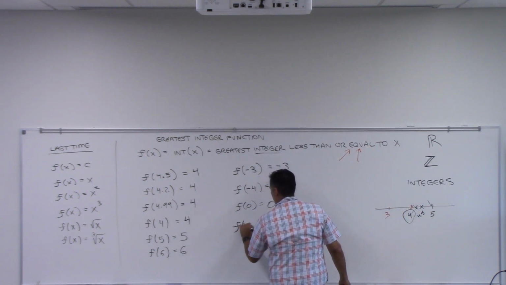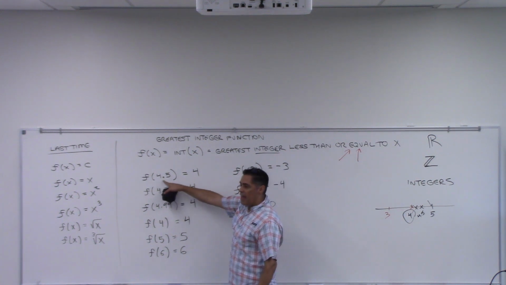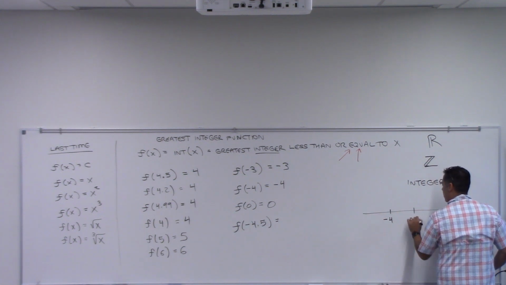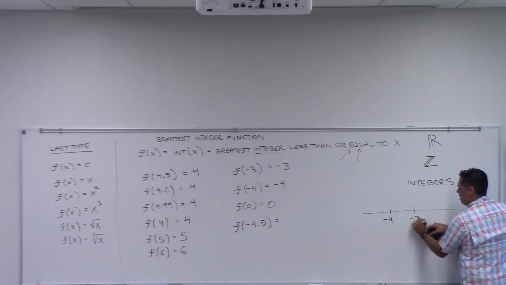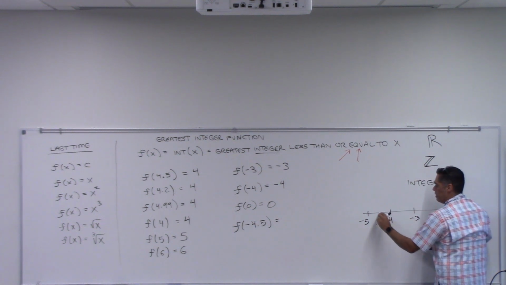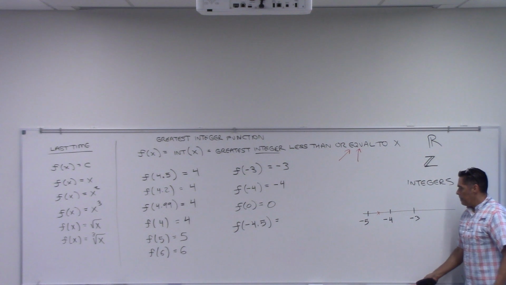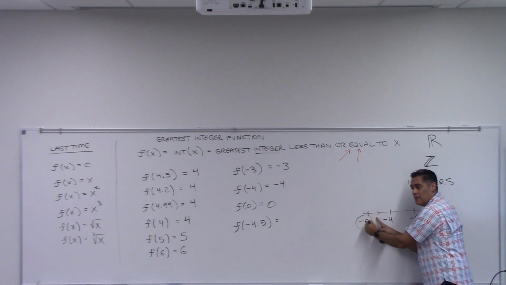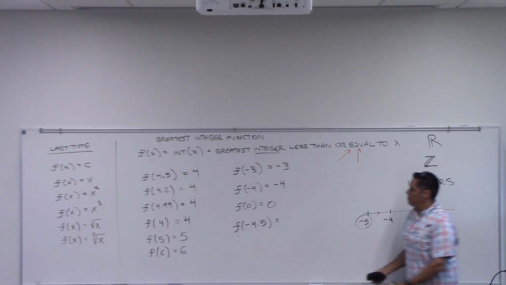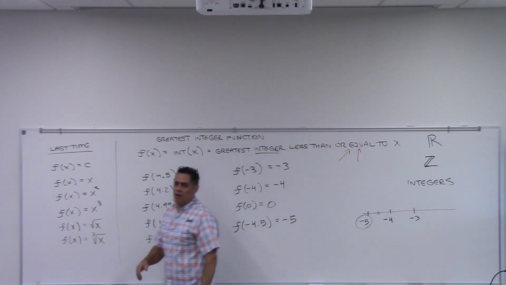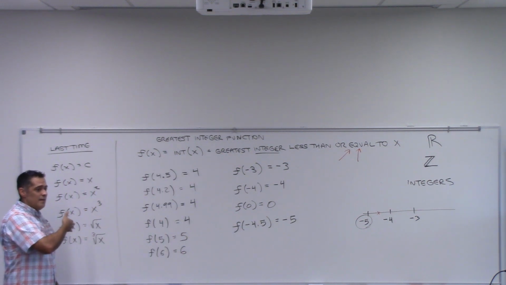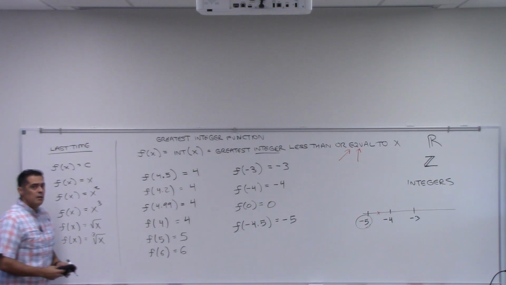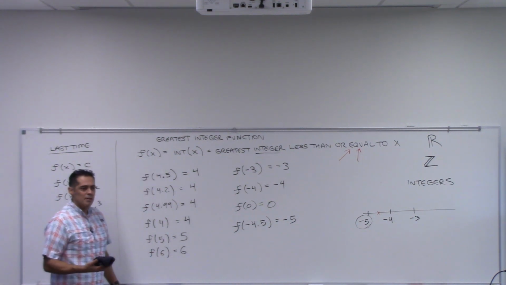-4.5. So I'm going to draw a number line. Here's negative 4, here's negative 3, here's negative 5. I'm plugging in negative 4.5, which is there. What is the greatest integer less than or equal to that number? Negative 5, because less than means to the left. A lot of students will say, oh, that's negative 4. No, it's not negative 4. It's negative 5, because negative 5 is less than negative 4.5. Make sense? Okay, now I'm ready to try and graph this.